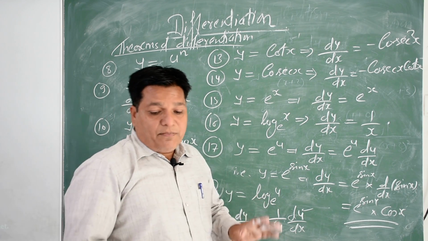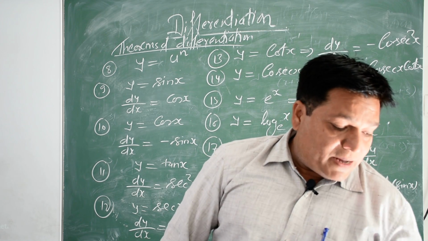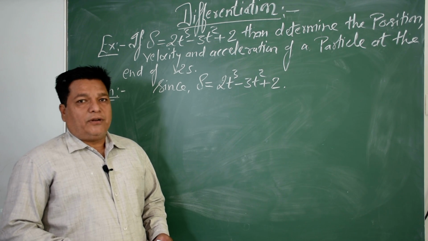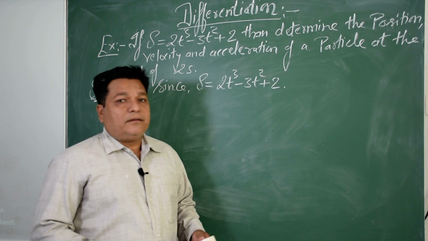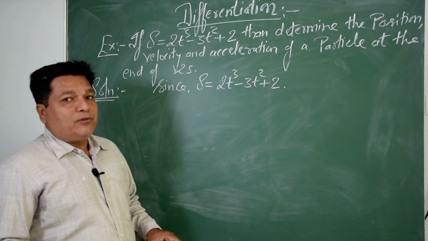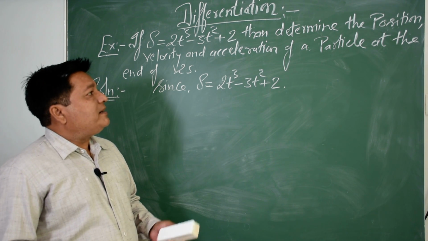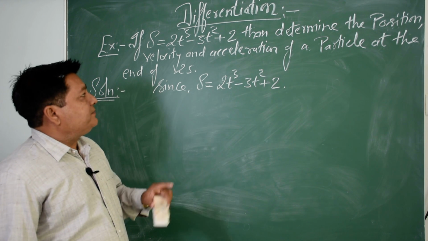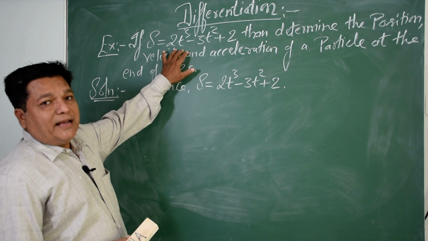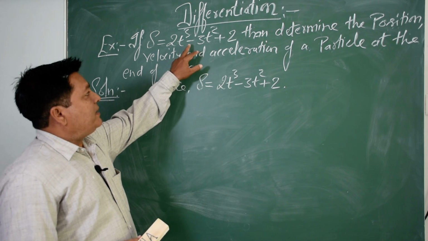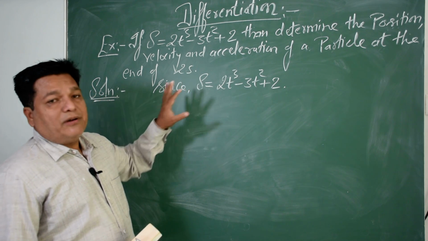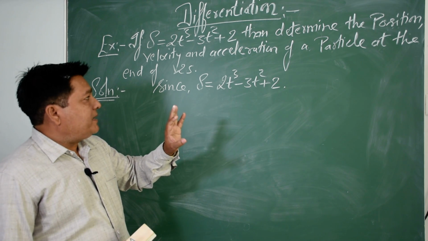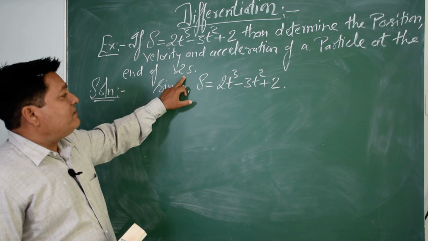Let us take one example from the book, to see how to apply this differentiation. If s is equal to 2t to the power 3 minus 3t square plus 2, then determine the position, velocity and acceleration of a particle at the end of 2 seconds. Here the displacement is given to us, s is equal to 2t to the power 3 minus 3t square plus 2, and we have to find the position, velocity and acceleration of the particle when the time t is equal to 2 seconds.